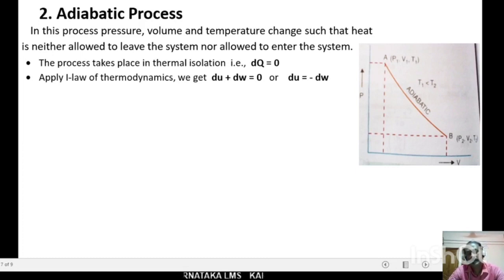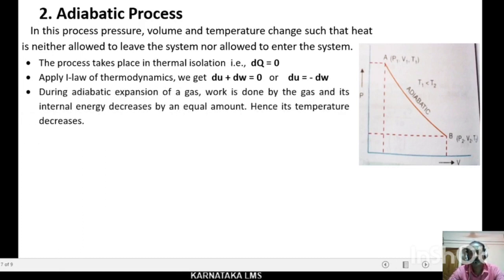During adiabatic expansion of gas, work is done by the gas and its internal energy decreases by an equal amount. Hence, its temperature decreases. This is during expansion time, that means when the piston is pushed away from the system. During adiabatic expansion of a gas, work is done by the gas and its internal energy decreases by an equal amount. Hence the temperature decreases.